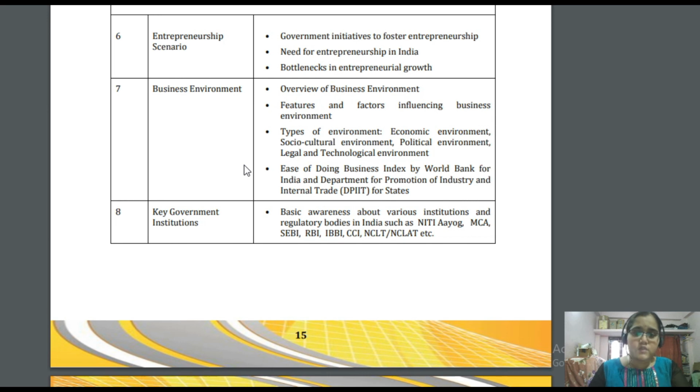Then key governance institutes like SEBI, RBI, IBA. You can just Google it, and you can have a brief overview of how the institute is running. So what is SEBI? Who are the authorities? What is the board structure? What are they going to do? You can have a brief overview of all these things.